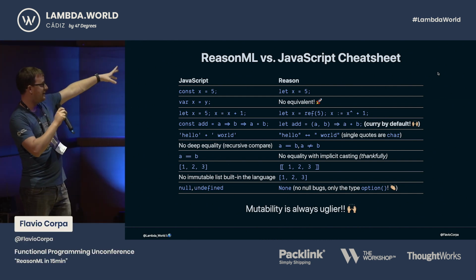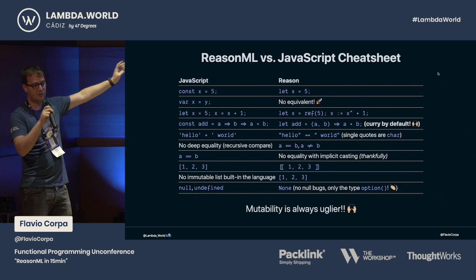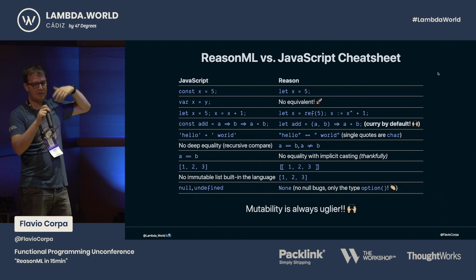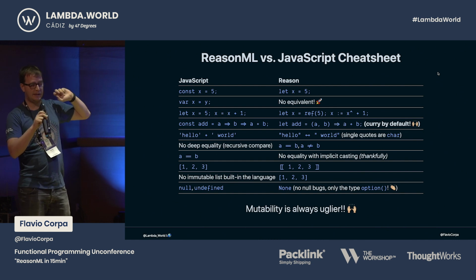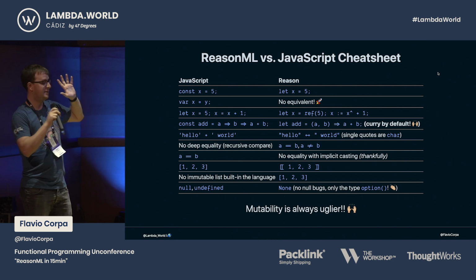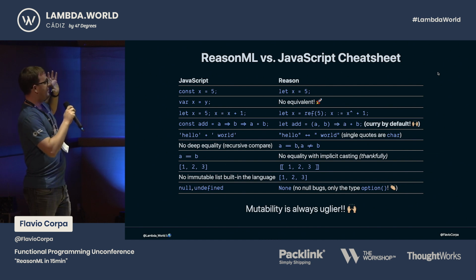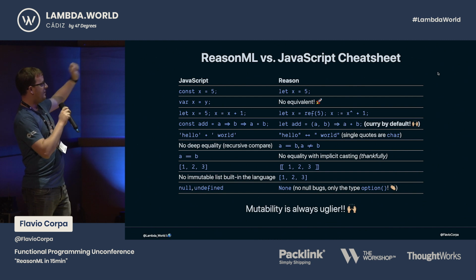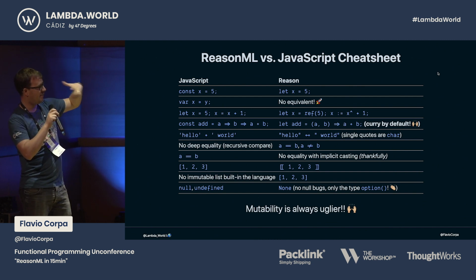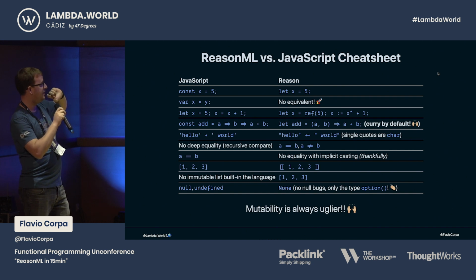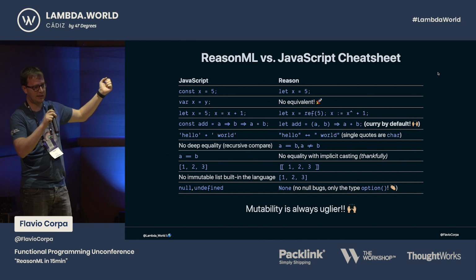For example, there's no null and undefined in Reason, just as in Haskell. They have the option type, which is just a maybe type in Haskell. So if null was the $1 billion mistake, I don't know how much is null plus undefined, okay? Also, we have true referential equality, value equality, which is something we don't have in JavaScript unless you use other libraries, and we have also immutable lists.